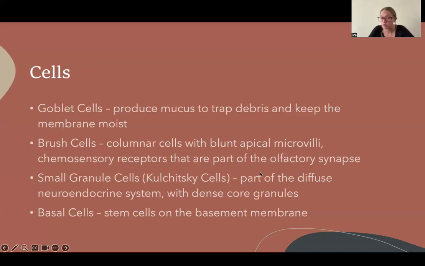Specifically, when we get to this next one, the small granule cells, you'll see the diffuse neuroendocrine system with dense core granules. Anything that has dense core granules, you want to take note of that also because you can usually see that on imaging, which makes it very testable with images. And you're going to want to know what those granules look like. Now, basal cells, these are just stem cells. They're on the basement membrane.